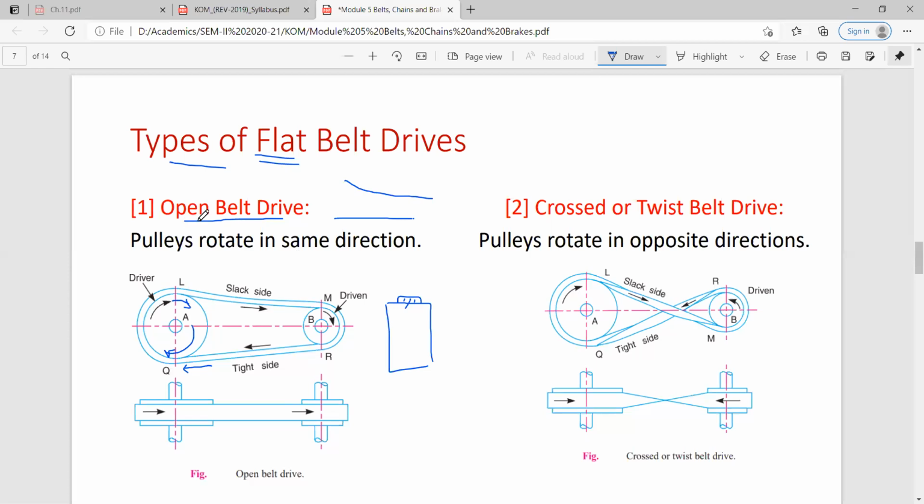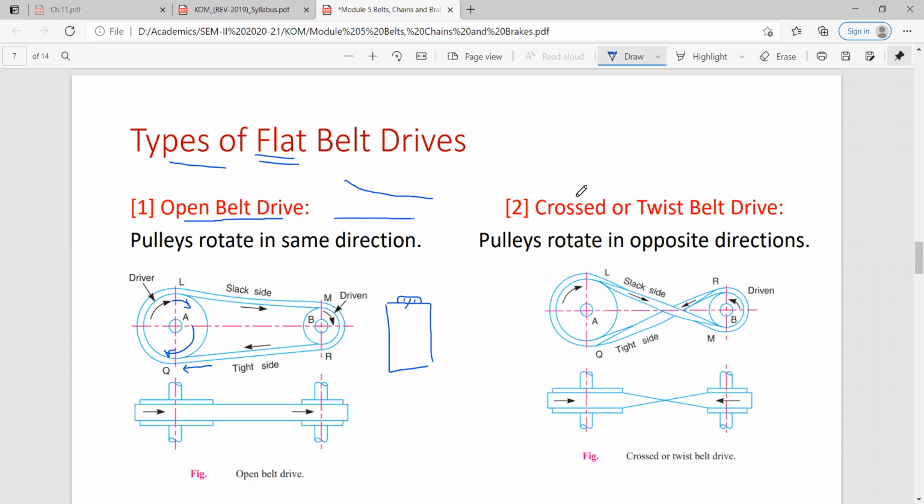In an open belt drive, the two pulleys, driver and driven, both rotate in the same direction. It is rotating like this. The belt moves in the direction of the driving pulley, and then the same belt moves the driven pulley in the same direction. That is clockwise, clockwise.